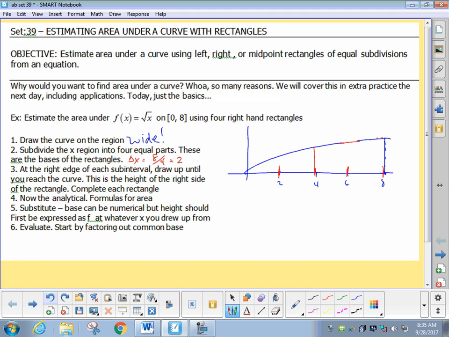Each of those is going to be my base. Those are going to be the bases of the rectangles. Now here's where we go to right-hand rectangles. When you say right-hand rectangles, it tells you where to draw the height.